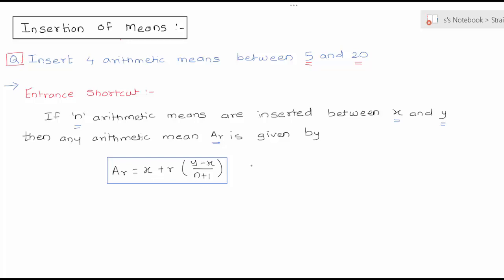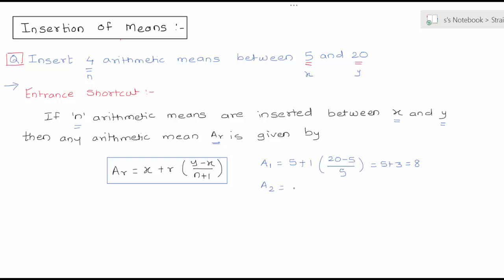Okay, let us see what this gives. Let us take the first arithmetic mean A1. For our question, x is 5 and y is 20, right? So it is 5 plus R times, so R is 1, so 1 into (y minus x), that is 20 minus 5, divided by n plus 1. N is 4 because we are inserting 4 means. So n plus 1 is 5. And this gives us 5 plus 3, that is 8. So in this way we can directly find the arithmetic mean in a very fast manner.